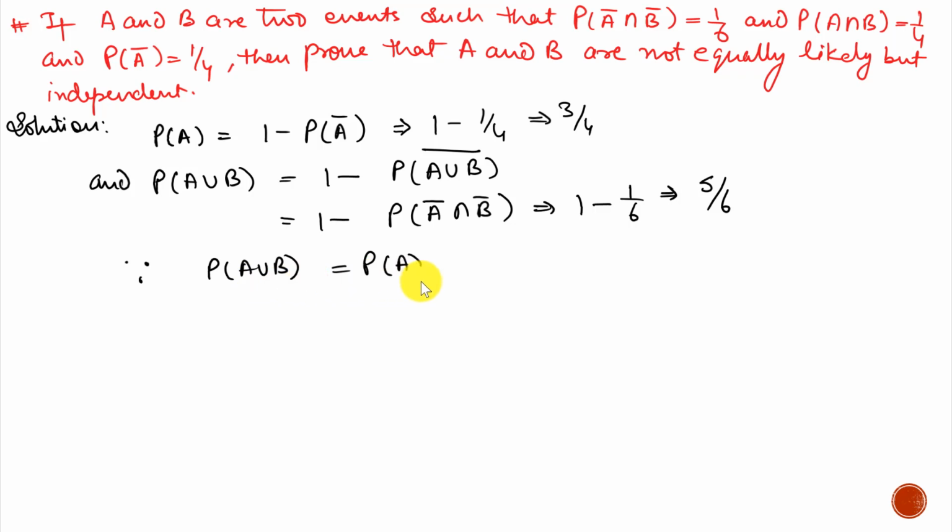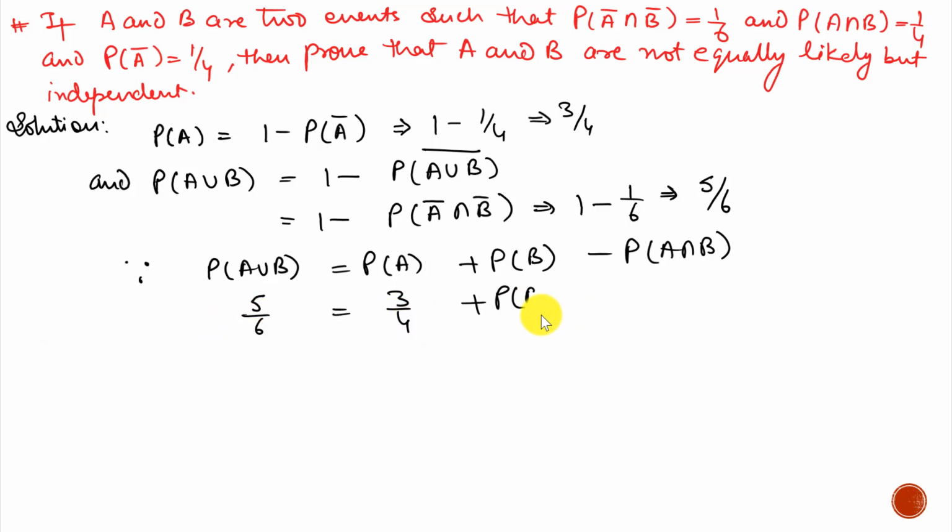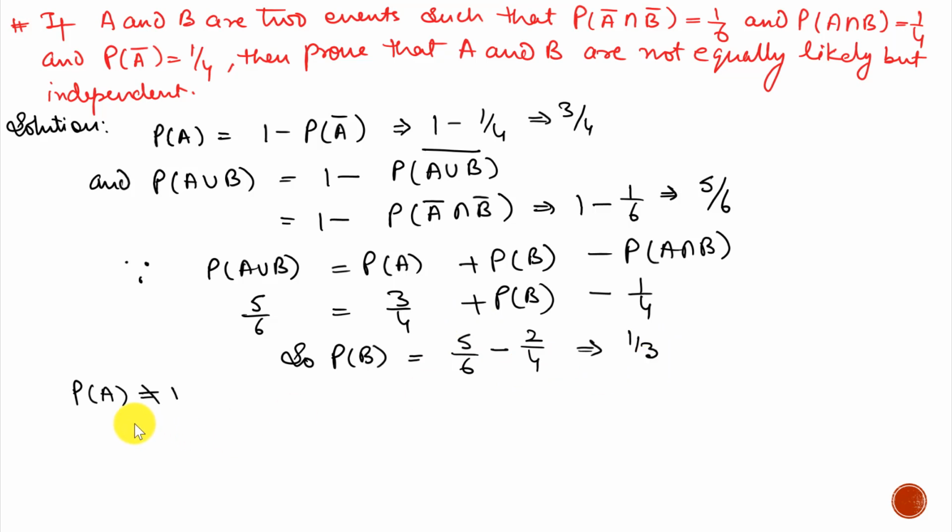We know that the probability of A union B is probability of A plus probability of B minus probability of A intersection B. Union is given as 5 by 6, A is 3 by 4, B is not known, and A intersection B is 1 by 4. So the probability of B after simplification is 1 by 3. Now the probability of A is not equal to the probability of B. So A and B are not equally likely events because the probabilities of both are not the same.